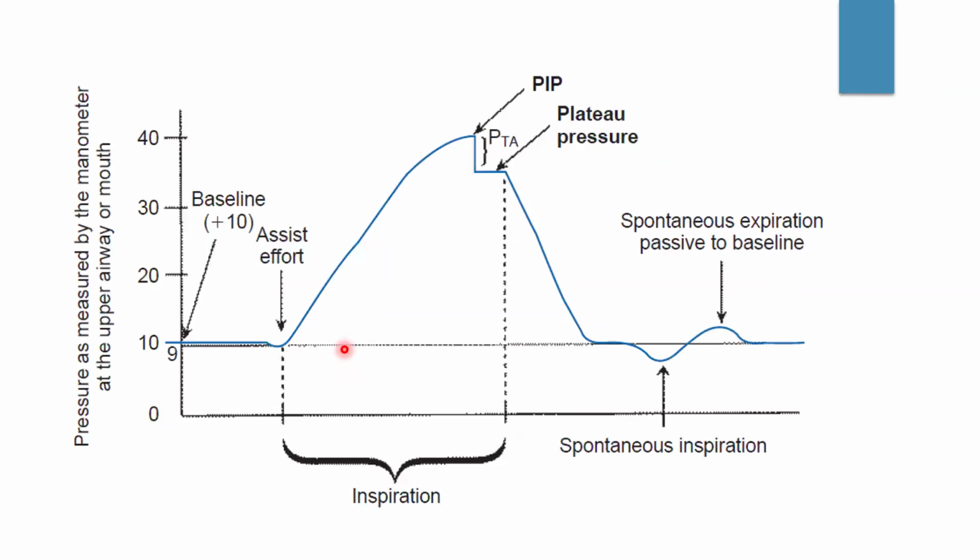See this diagram. Here the baseline pressure is not 0. The baseline pressure is around 9 or 10, which means that we are applying a PEEP, the positive end expiratory pressure. Even before the beginning of the inspiration itself, we are already applying a pressure to the airway. During inspiration, the pressure increases, and we get a positive peak inspiratory pressure.